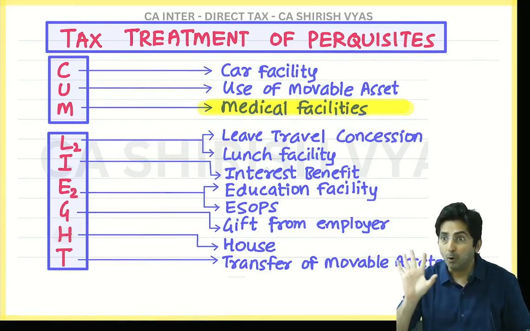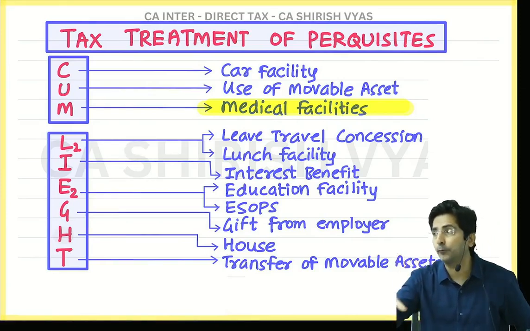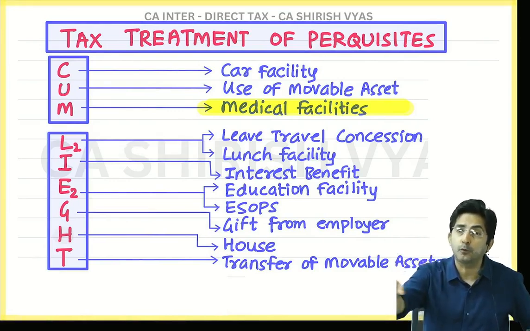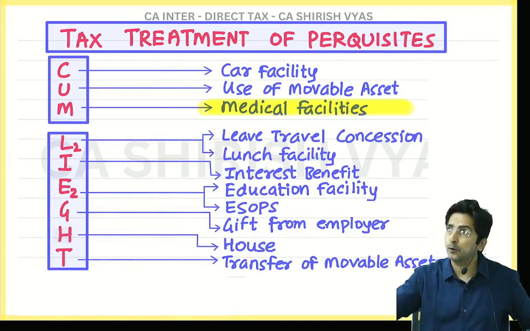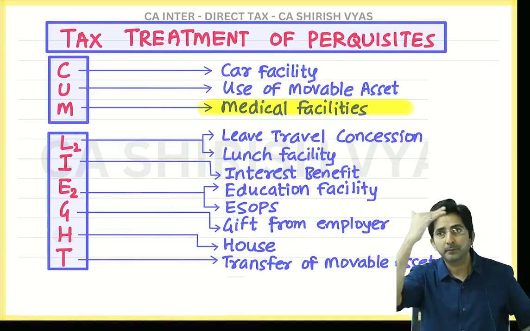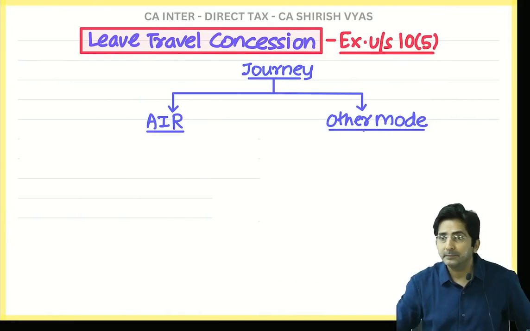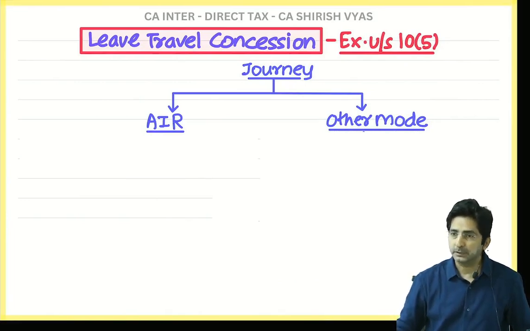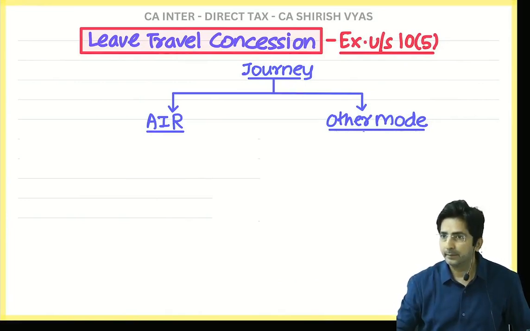But how much is exempt? There is a limit for that. That depends upon how the employee went for holidays. If he goes for holiday by aeroplane, by aircraft, then the exemption amount will be the economy class fare. Because when you travel by plane, there is business class, there is economy class.